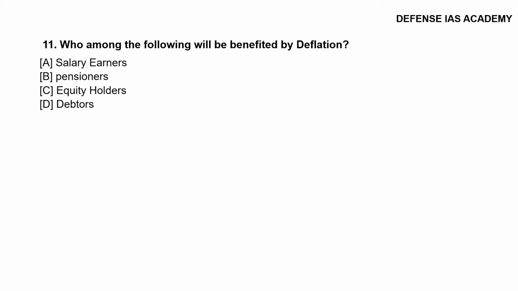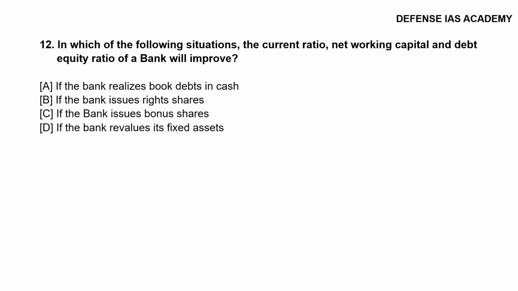Question number 11. Who among the following will be benefited by deflation? The correct answer is option number A, salary earners. Question number 12. In which of the following situations will the current ratio, net working capital and debt equity ratio of a bank improve? The correct answer is option B, if the bank issues rights shares.